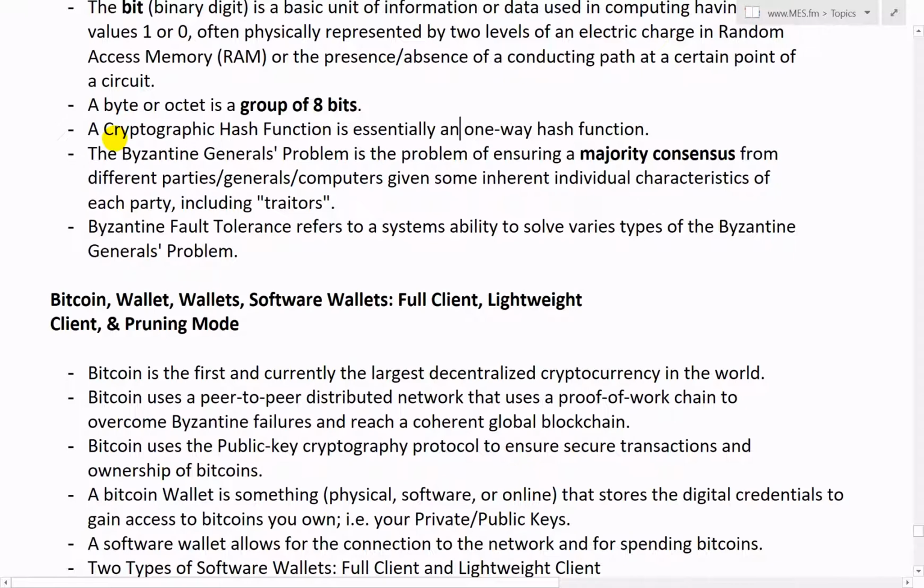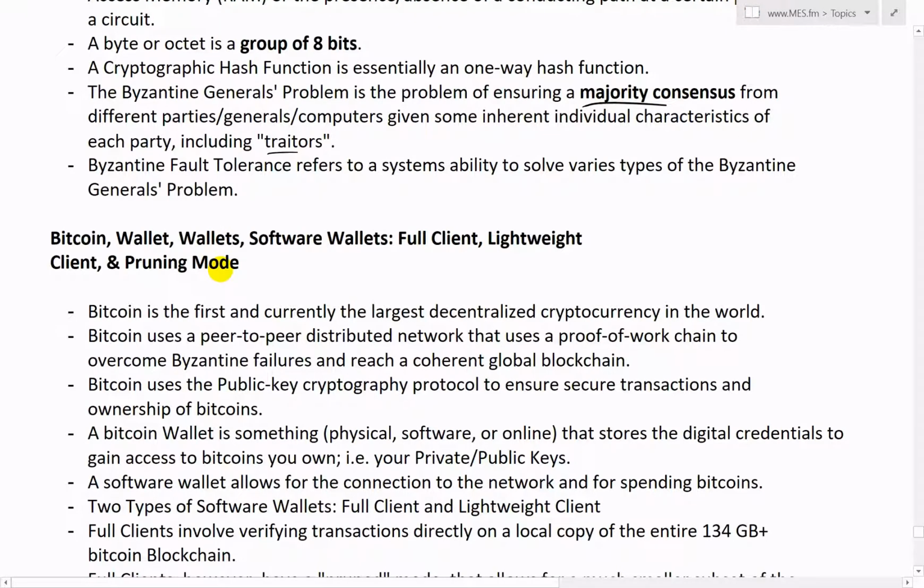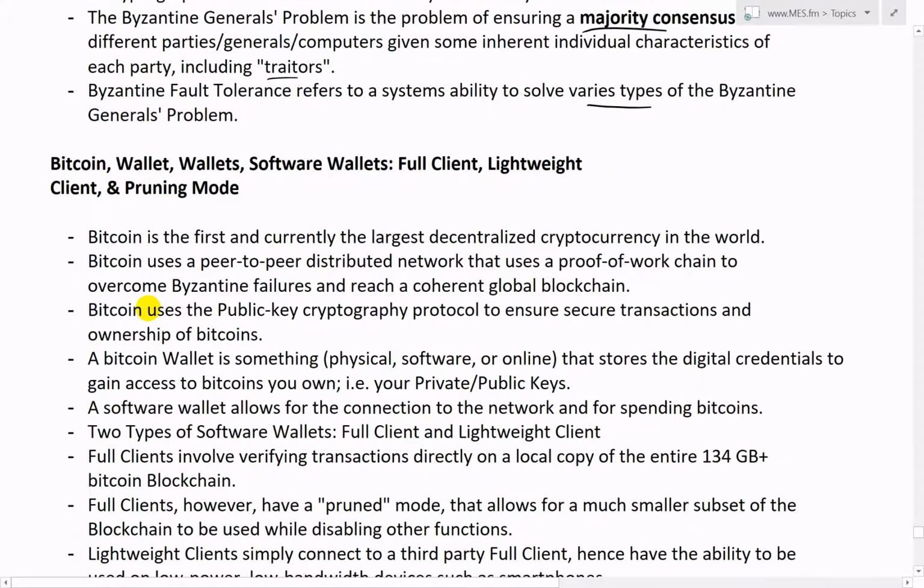So the Byzantine Generals Problem is a problem of ensuring a majority consensus from different parties, generals, computers, given some inherent individual characteristics of each party, including, quote, traitors. You want a majority because any haphazard decision is worse than choosing the wrong decision unanimously. Byzantine fault tolerance refers to a system's ability to solve various types of the Byzantine Generals Problem.